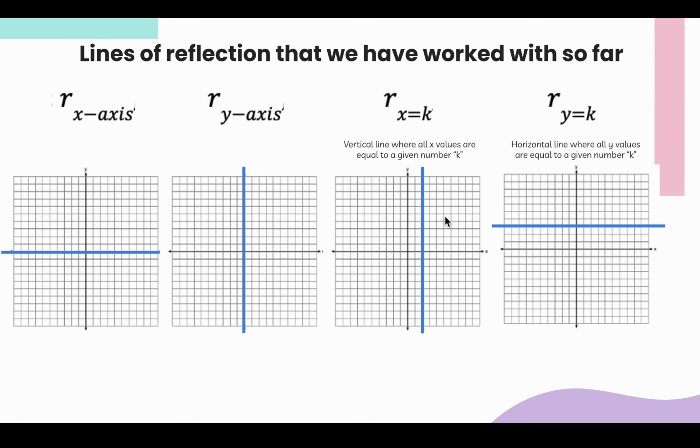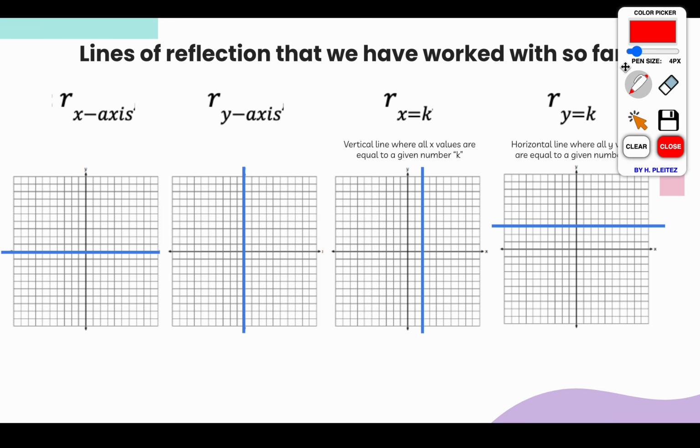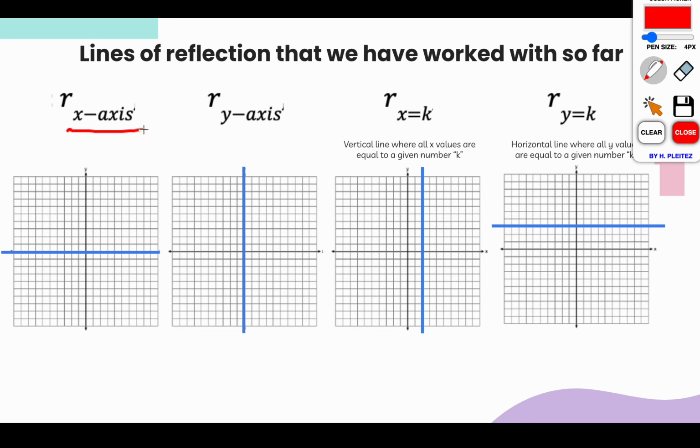So these are some lines of reflection that we have worked with so far already in this unit. We've dealt with the x-axis, which is here, and you should be highlighting that on your papers as well. We've dealt with the y-axis, which is here, and you should highlight that as well. And then we've dealt with different vertical and horizontal lines.